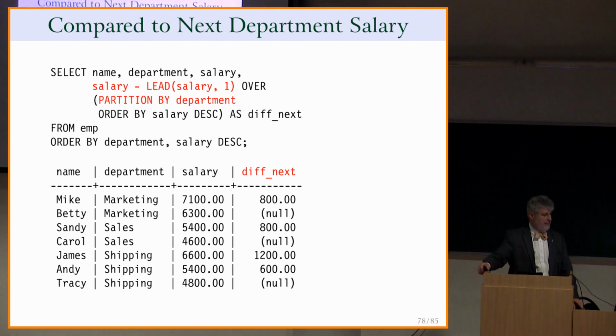And effectively what happens here, again, I'm operating inside my partition, but lead, as I remember, works in partitions. It doesn't care about frame clauses. So effectively, now Mike is making 800 more than the next person in the department. Betty, because she's the lowest paid person in that department, doesn't have anyone to compare against, right? Sandy is making 800 more than Carol. Carol, again, unfortunately, doesn't have anybody less, so she has no value there. James, 1,200 more than Andy. Andy, 600 more than Tracy.